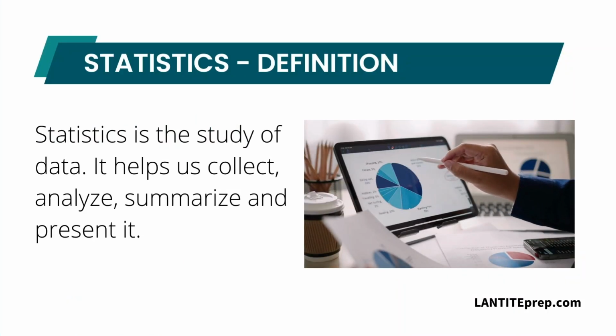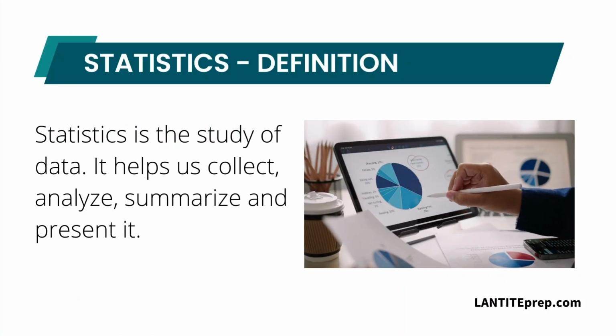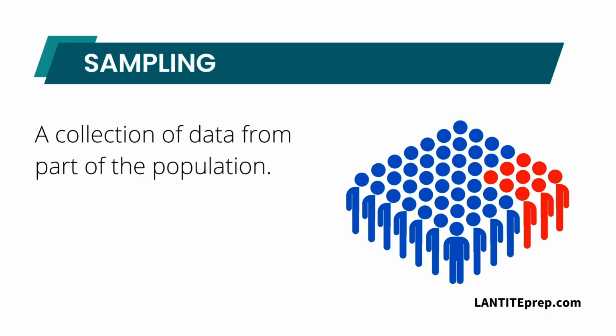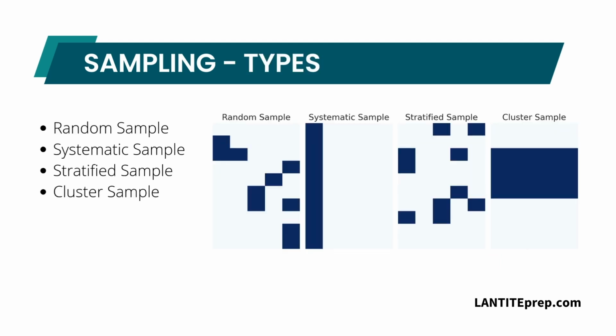Statistics is a study of data. It helps us collect, analyze, summarize, and present it. Moving to a related topic, sampling is a collection of data from a part of the population. Specifically, there are 4 types of sampling, including random sample, systematic sample, stratified sample, and cluster sample. Now, let's go over each.